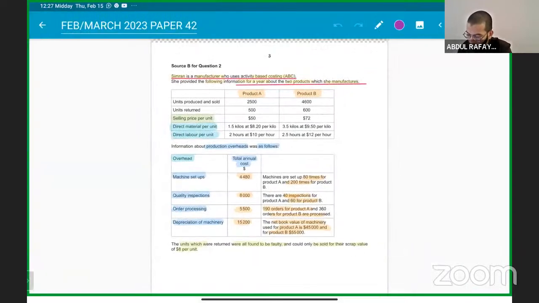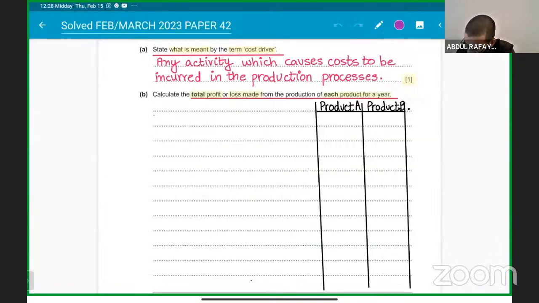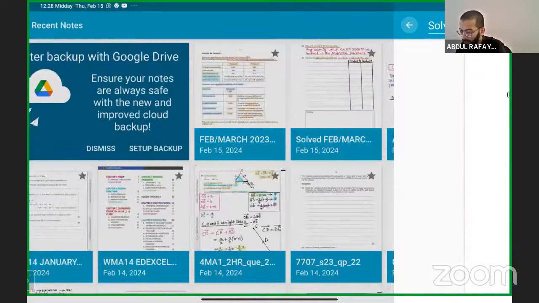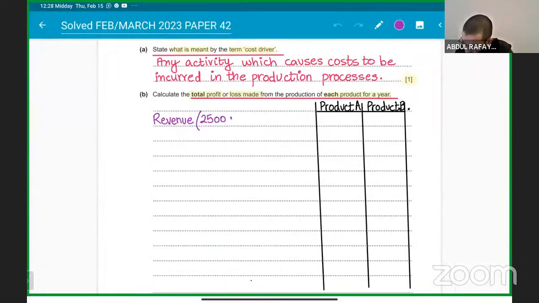So as always, we are going to start with the units produced and sold. We have 2,500 units sold for product A and 4,600 units sold for product B. The selling price is $50 and $72. So here we go, it should be the sales revenue. For product A, 2,500 units will be sold at the price of $50, and the 4,600 units for product B at the rate of $72.